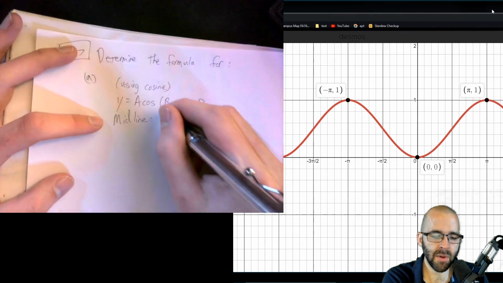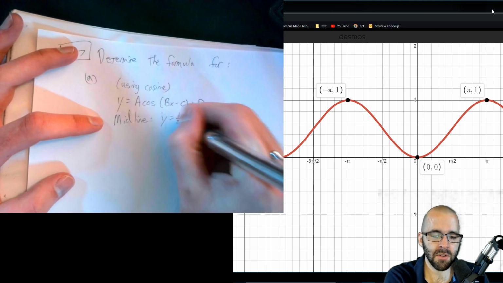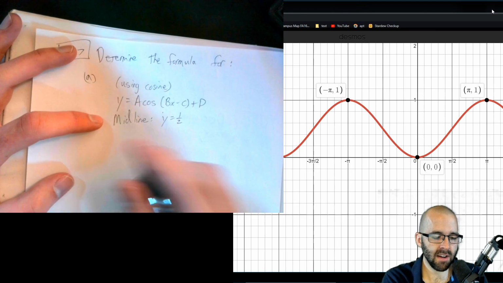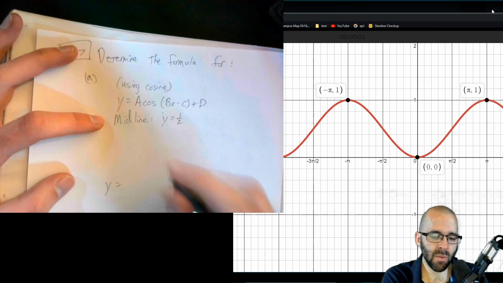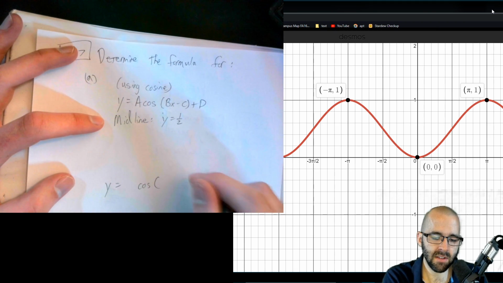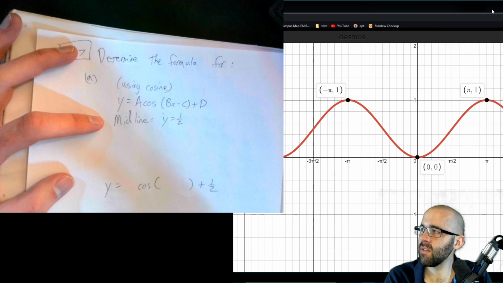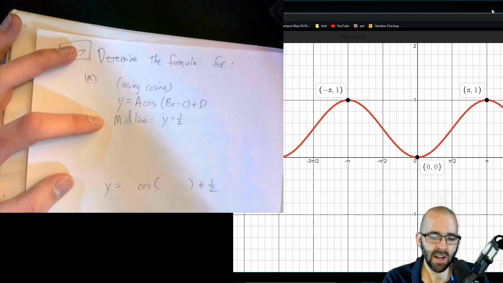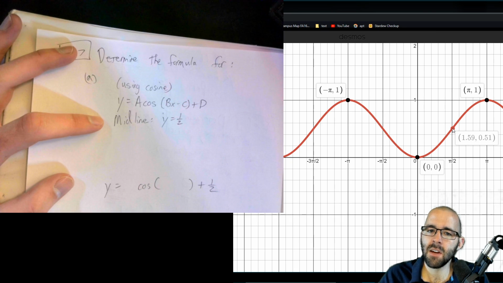So the midline is just going to be 1/2. So d is 1/2. All right, let's do this while we're doing it. So y is going to be a times the cosine of some stuff plus 1/2. Well, then the amplitude is just the distance between the middle and the top or the bottom. The distance between the midline and the max, which is 1. The distance between the midline and the minimum, which is 0.